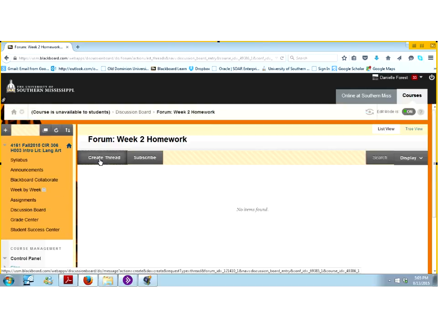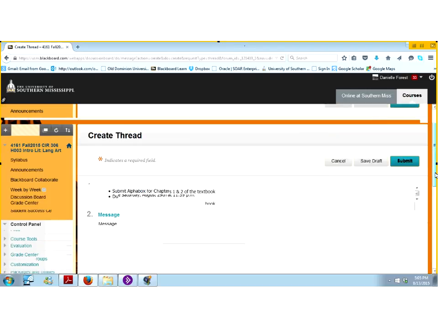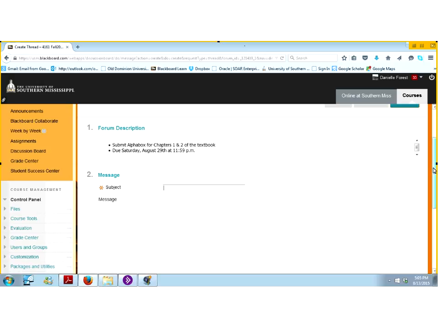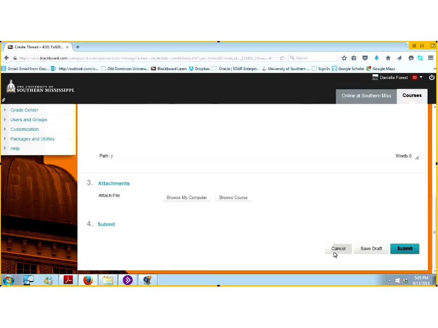create your thread, and there is a space here. You can type in your subject, and then you can attach your file. So you can upload your Alpha Box or whatever homework assignment is due for that particular week. Whoa, I don't know what just happened. So I'm going to cancel that because I don't really want to upload something right now.